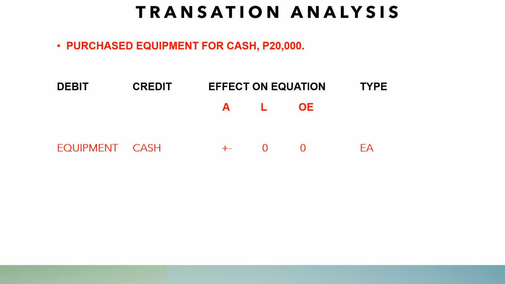So credit cash. The effect on the accounting equation: the asset equipment increased while the asset cash decreased, and there is no effect on liabilities and owner's equity, so that's why they are both zero. Therefore, only assets are affected. The type of transaction described here is exchange of assets.